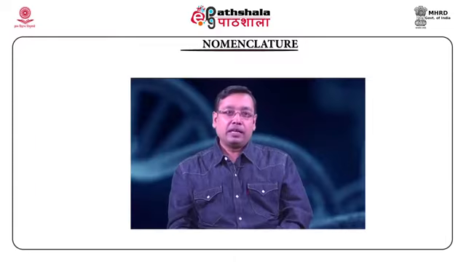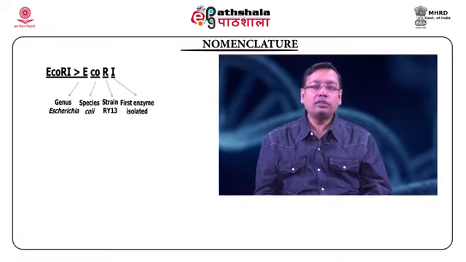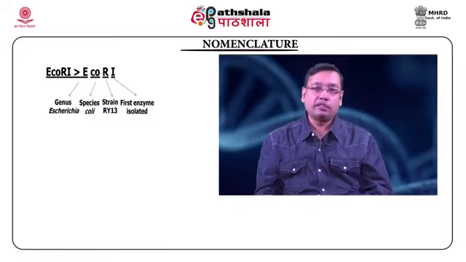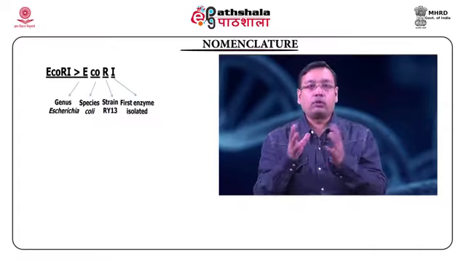Now the nomenclature part. Let's say you heard the name EcoR1. How does this EcoR1 name work? In EcoR1, E stands for Escherichia, CO stands for coli, which is the bacterium it is derived from, so E. coli, and R is the strain, and 1 means it is the first enzyme isolated from that particular species. That is why it's called EcoR1.